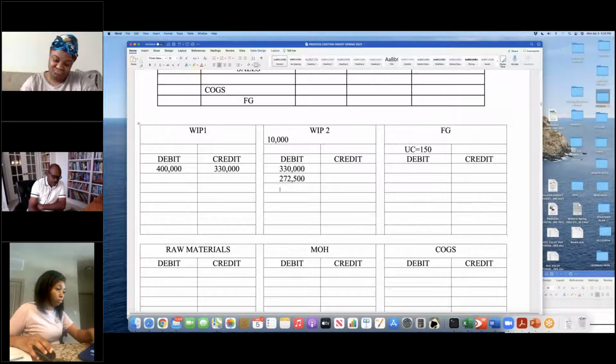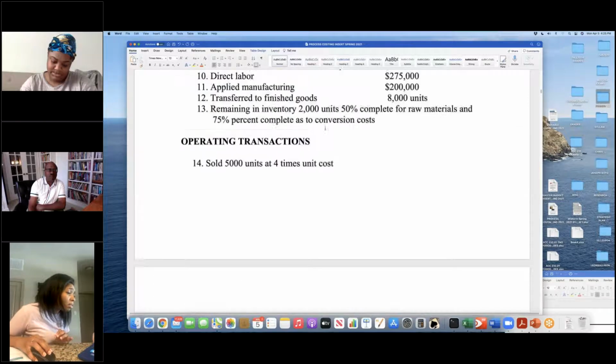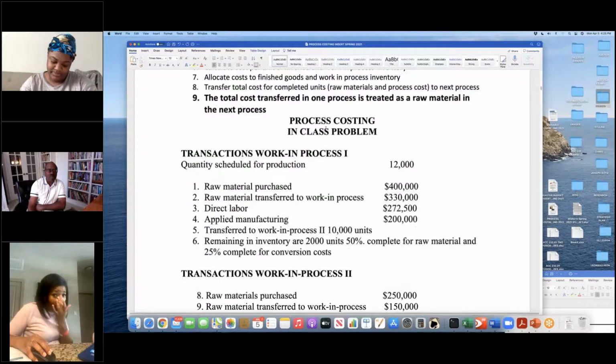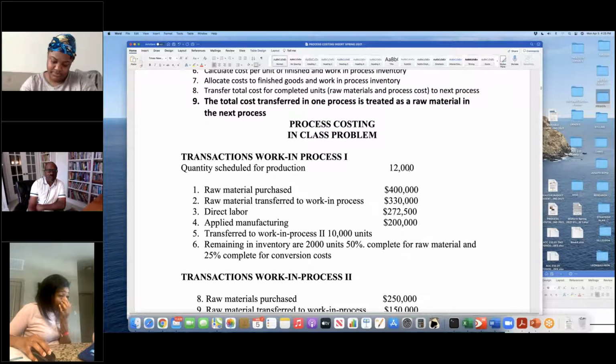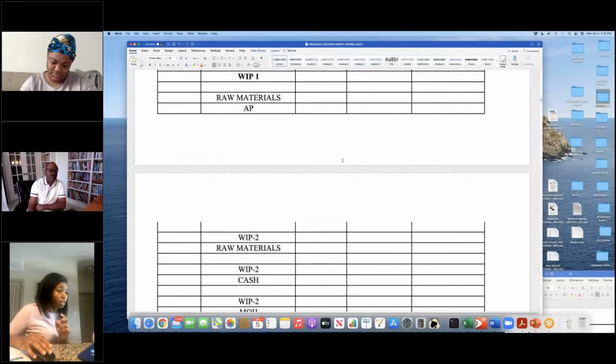Now before we would just make this 12,000. We were trying to make 12,000. I think that may have been 12 and then we did 10. We finished 10. So 12 and 10.